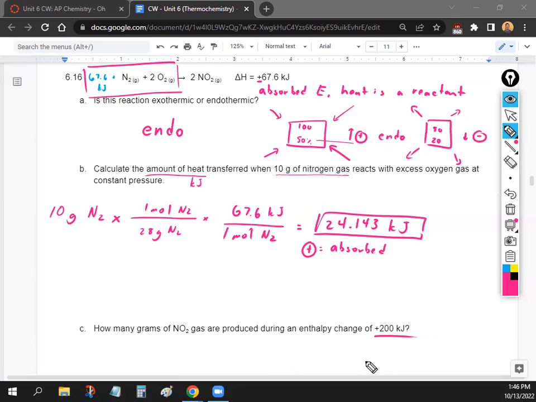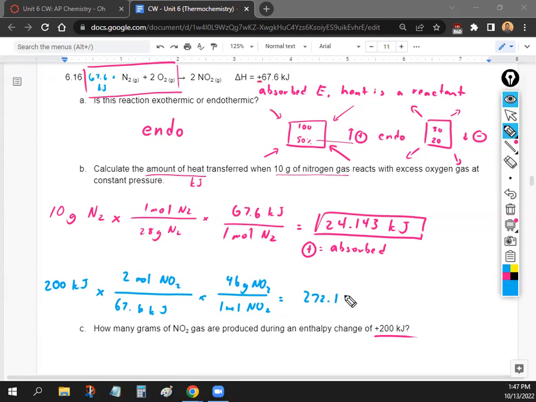This time your starting number is kilojoules. So we start with 200 kilojoules of energy. It's saying if you release this much energy, or sorry, absorb this much energy, then how many grams of NO2 do you make? So same thing here, we just use our stoichiometry. So 67.6 kilojoules per every 2 moles of NO2. And then we can convert that into grams with the molar mass. 1 mole of NO2 is going to be 46 grams of NO2. And then that's going to give you a final value of 272.189 grams of NO2. Okay. So hopefully the stoichiometry wasn't too bad.